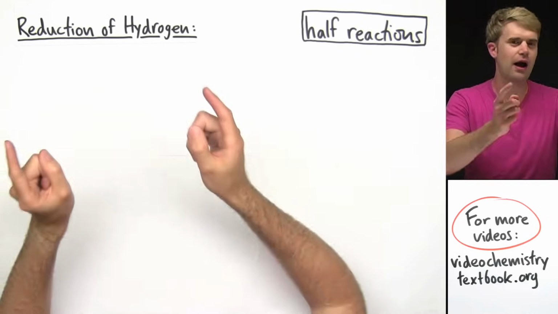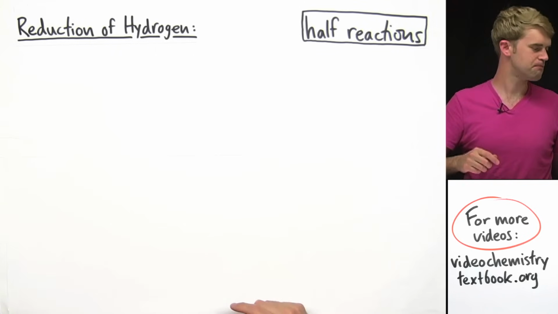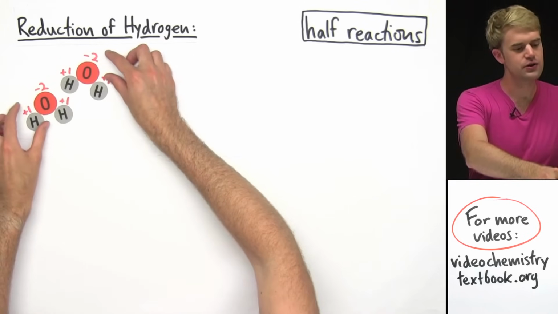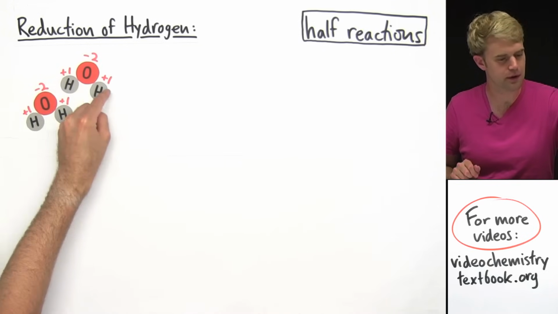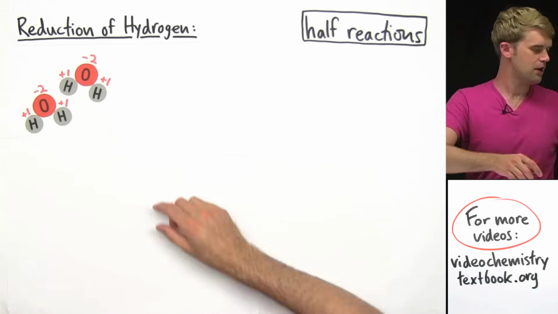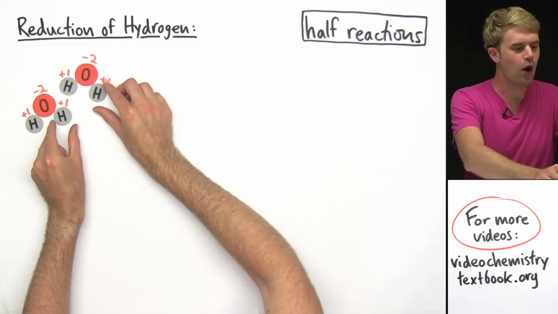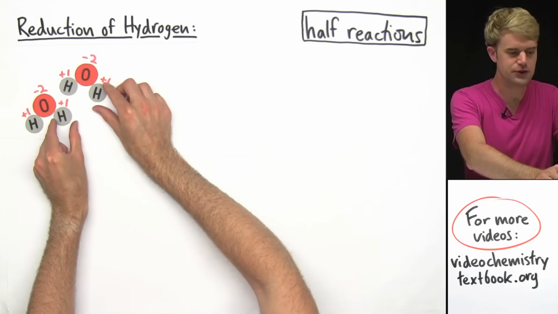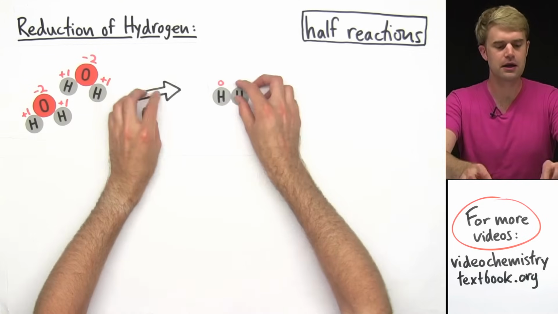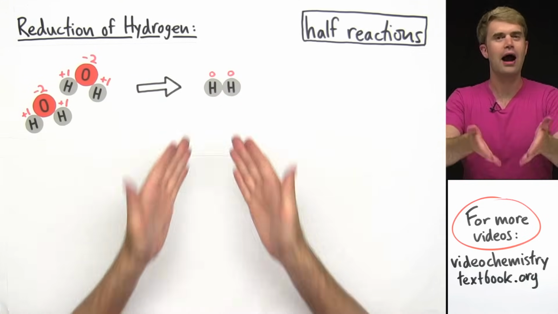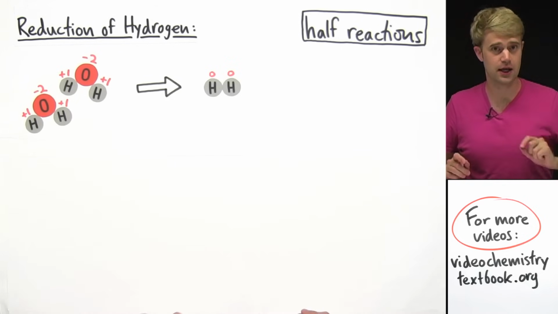Let's start with the reduction of hydrogen. I really want to show you what's going on with the atoms and electrons in these half reactions. We start with 2 molecules of water, H2O, and you'll see that I've written the oxidation numbers above each of the atoms. In the reduction of hydrogen, essentially we take 1 hydrogen from each of these water molecules and pull them off, and then we combine them to make a molecule of H2, hydrogen gas.